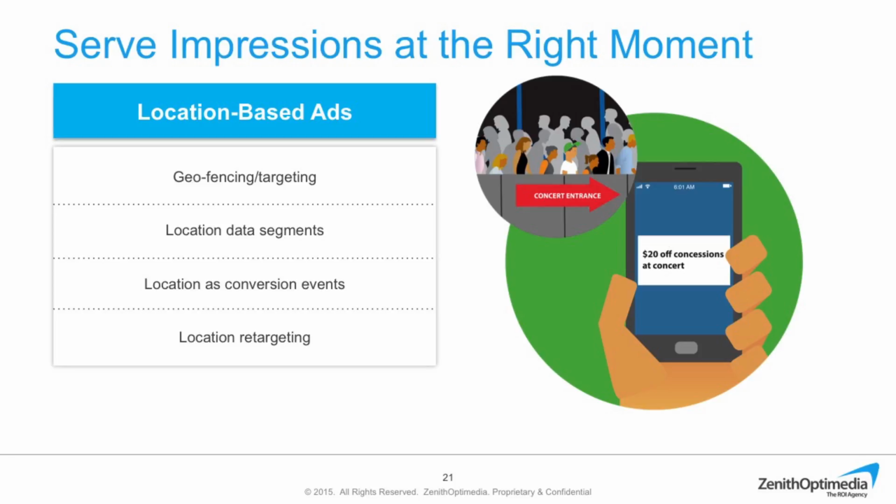Now, location as a conversion event is a little bit different. This is using location data as a conversion trigger for offline attribution. For example, a conversion is when a user sees an ad and then goes into an H&M store. And finally, location retargeting is where a user will see an ad whether they're in a location or not, and then later on they will be shown another ad outside of the location at a later time.